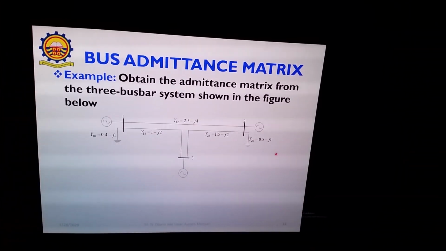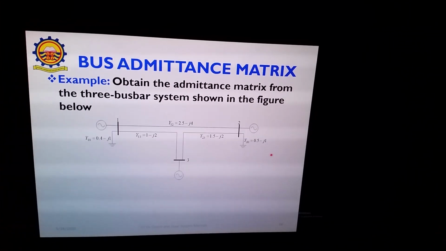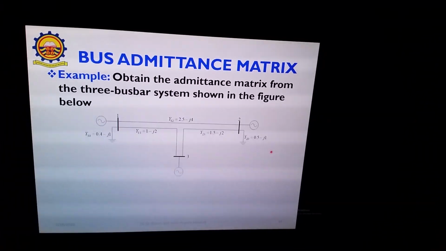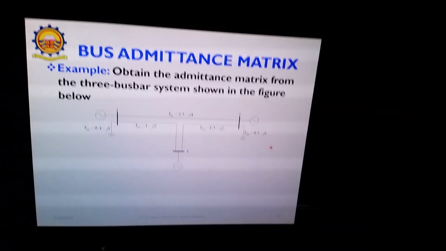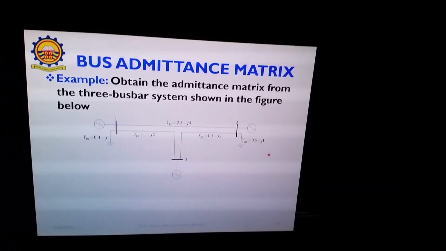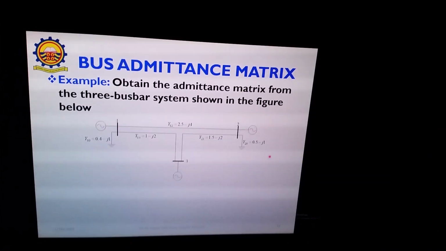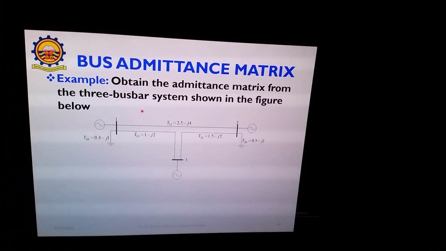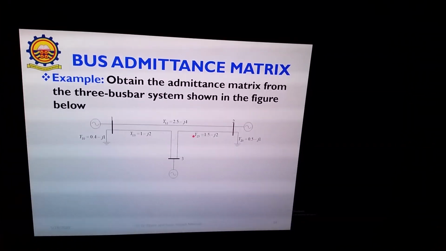So for your assignment or for an example, you are going to obtain the admittance matrix from the 3 bus bar system in the figure below. So we have bus bar 1, bus bar 2, and bus bar 3.